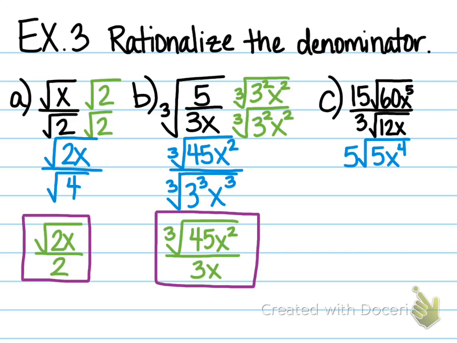So the 5 outside is going to stay. The 5 inside is going to stay because I can't take a square root of 5, but I can simplify x to the 4th. The square root of x to the 4th is x squared. So that x squared comes outside. So my answer is going to be 5x squared times the square root of 5.